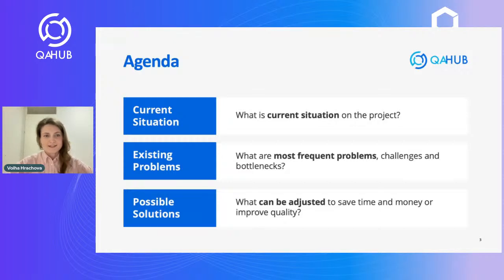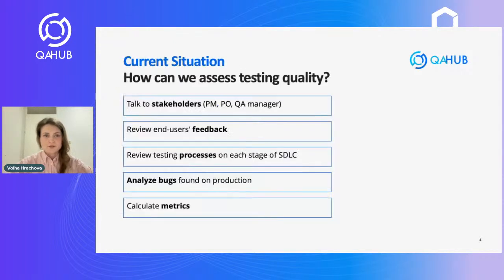And let's start with the first question, what is the current situation? In order to understand what is going on, we need to consider all different sources of input. And among those, I would say that we specifically need to start talking to stakeholders. By saying stakeholders, I mean all the involved parties. It can be the QA manager or QA lead, the development team lead, product owners, project managers.